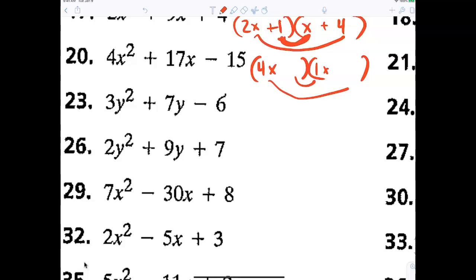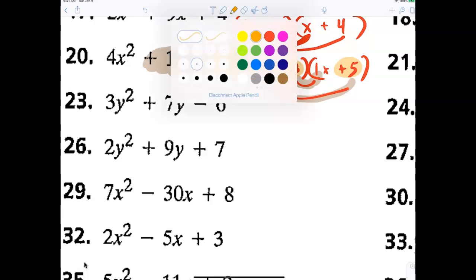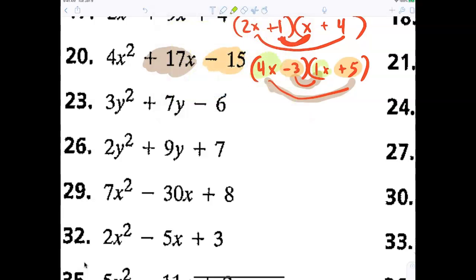All right? This one's a tough one. What would it be? Let's see if he's right. Negative 3 plus 5. So, how much is this? How much is that? 20 minus 3 is the what? And then, just to double check myself, negative 3 times positive 5, is that negative 15? And then I can say this 4x times that 1x is that 4x squared. That's all you're doing. Just verifying that your answer is correct.